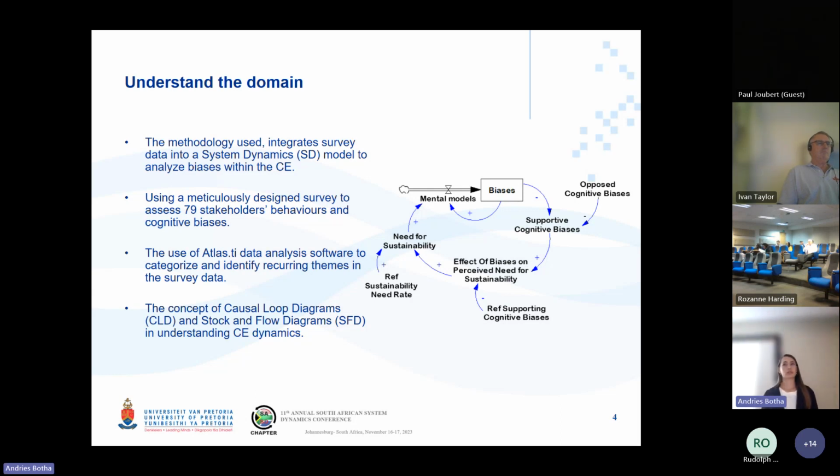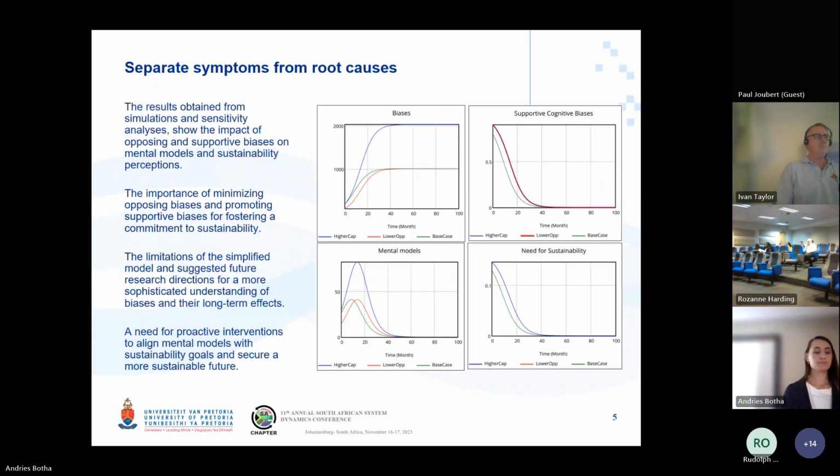There we already have quantifiable data that says we need sustainability. And then we have the opposing cognitive biases. These are the opposite of the supporting biases, and these oppose the need for sustainability. So people already have these mental models formed, and these biases influence those mental models. And in the model, you also see we have two reference variables, one for the supporting cognitive biases. We got that from the data as well, from the survey. There are values for them as well as for the reference sustainability need rate. So we use these reference data from the surveys. We had 79 people that gave us information from the surveys.